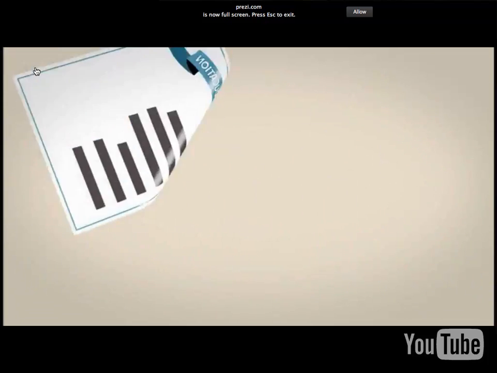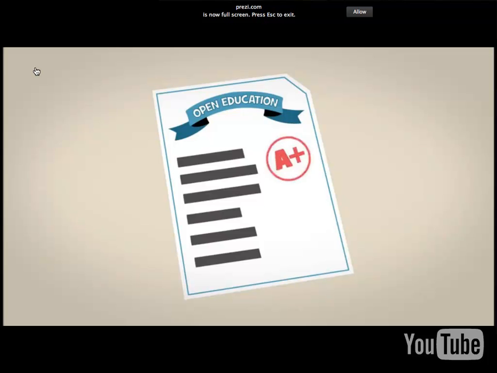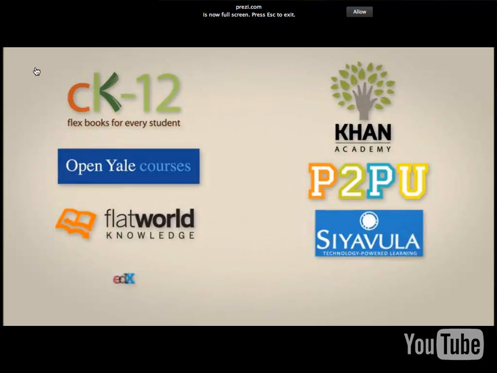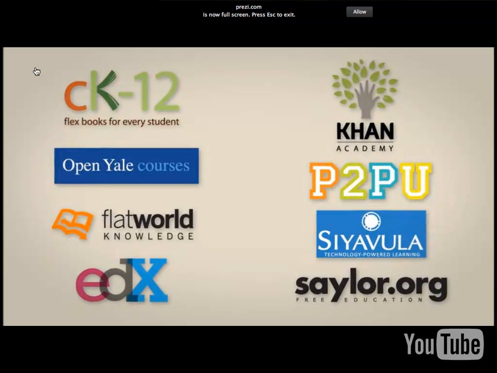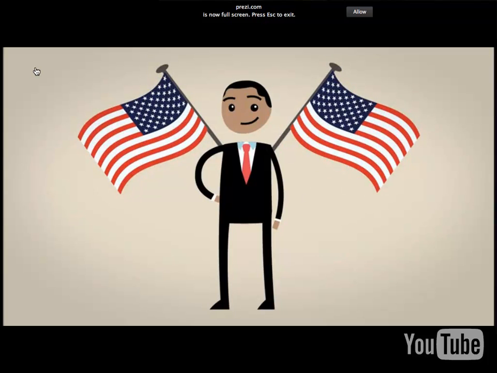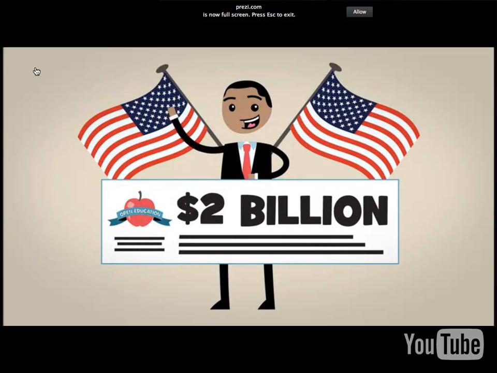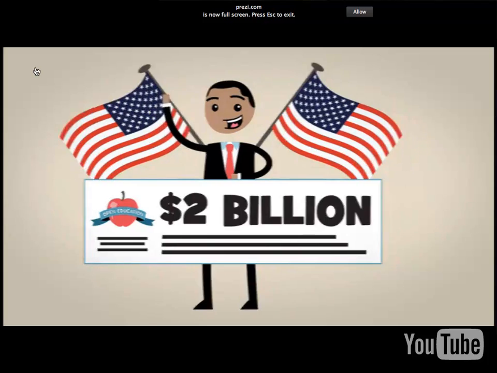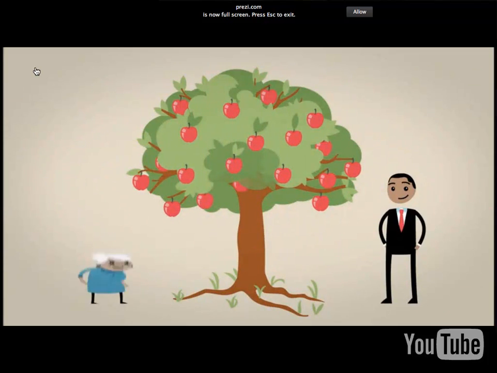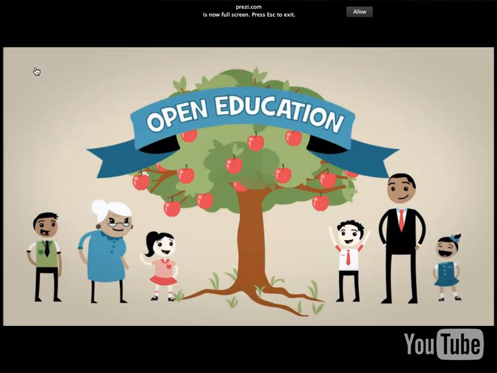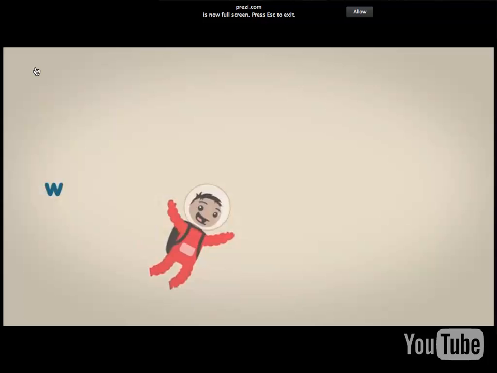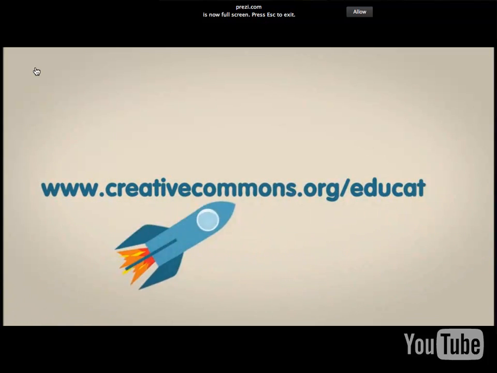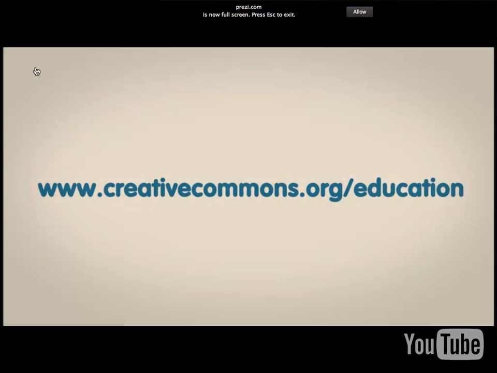And if you think open education doesn't make the grade, think again. Open ed resources are being created by the world's most respected institutions and scholars. And the Obama administration is set to invest up to $2 billion in open ed in the next 4 years alone. From the highest branches of government right down to grassroots level, open education is changing lives. Visit creativecommons.org/education to learn more.